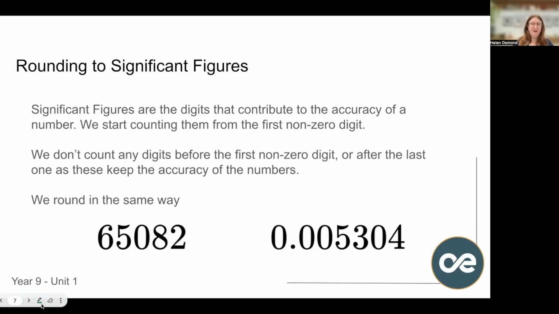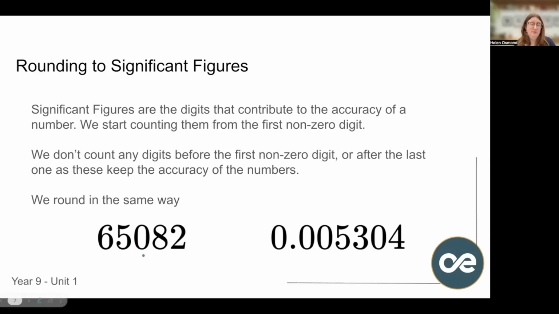A significant figure is the digits that contribute to an accuracy of a number. And we start counting them from the first non-zero digit. Now, that is the formal language. What it basically means is any number that's not 0 that is in the number, but anything before is called a leading 0, and anything after the number don't count. Any zeros within the number do. Okay, we do need to put the zeros in though to make sure that we keep the accuracy of the numbers, but we round in exactly the same way.